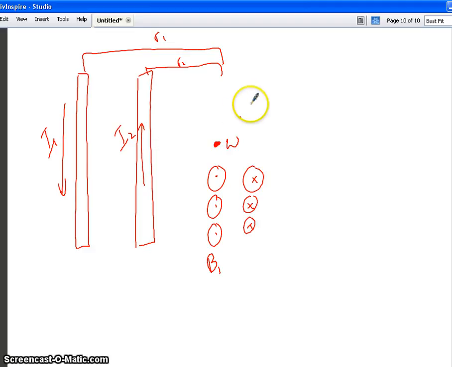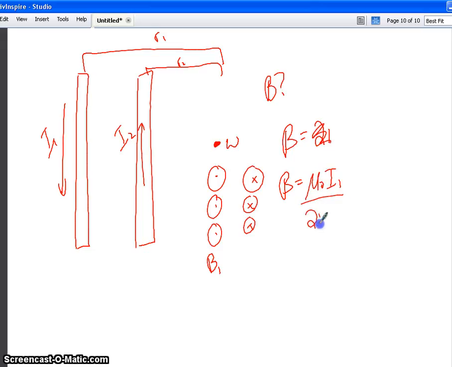And so if I want to know the magnetic field at point W, I would just do B equals the permittivity of free space times I1 over 2 pi r1 minus I2 over 2 pi r2, because one magnetic field is coming out of the board, one's going into the board, and therefore they're going to cancel out with each other, or they're going to partially cancel out, either way.